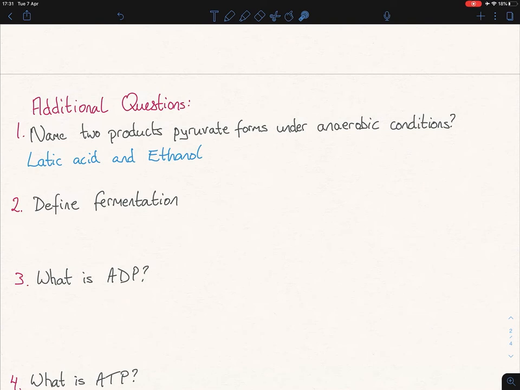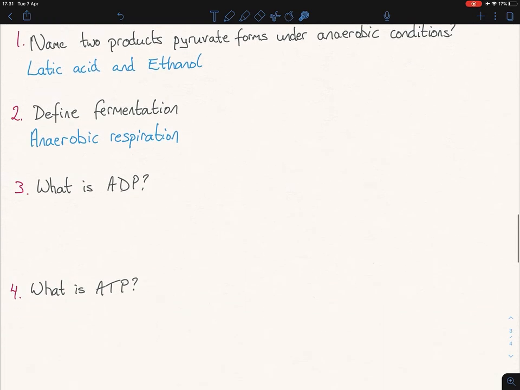Speaking about the production of alcohol, question 2 says to define fermentation. You simply need to write down anaerobic respiration. That's all. Next one, and they like asking this one, what is ADP? Or they could ask you, what is ATP? Well, you can say similar things for both.